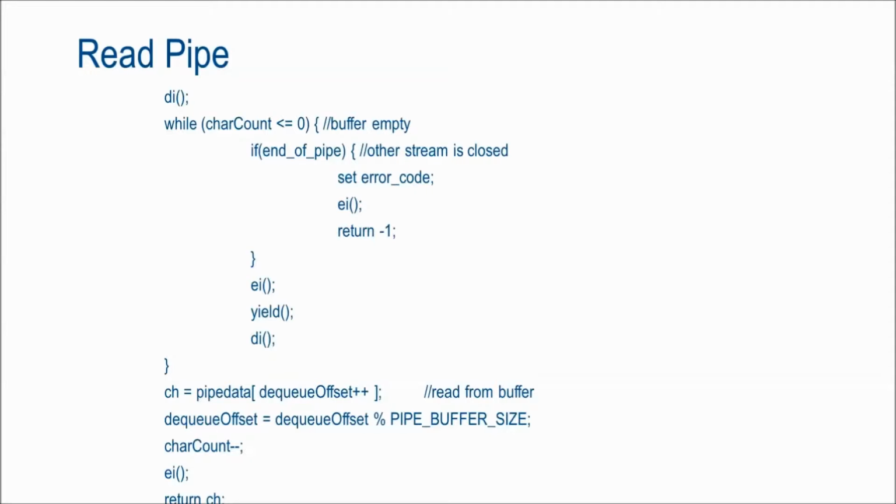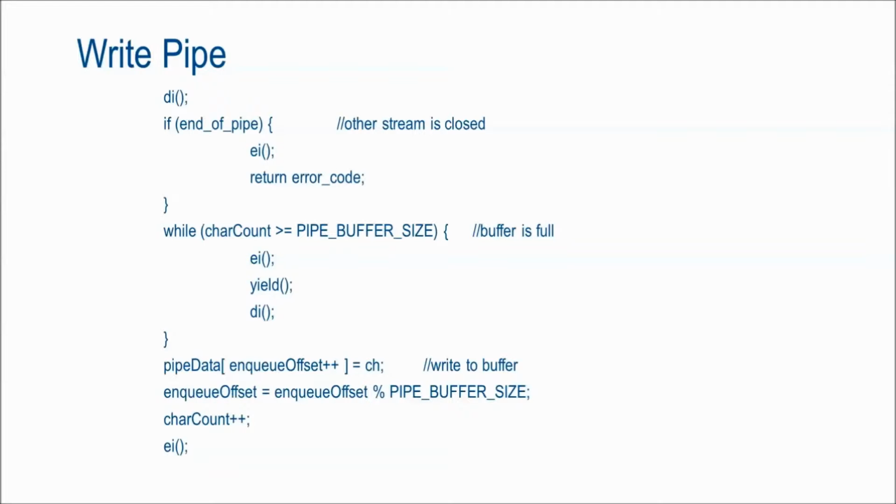and character count. Write pipe similarly has disabled interrupts when we enter the function. If the end of pipe flag has been set, I enable interrupt and return. If the pipe buffer is full, I keep iterating until the pipe buffer has space to write to. And then when there is space to write to, I just write it in the array and update NQ offset and character count.